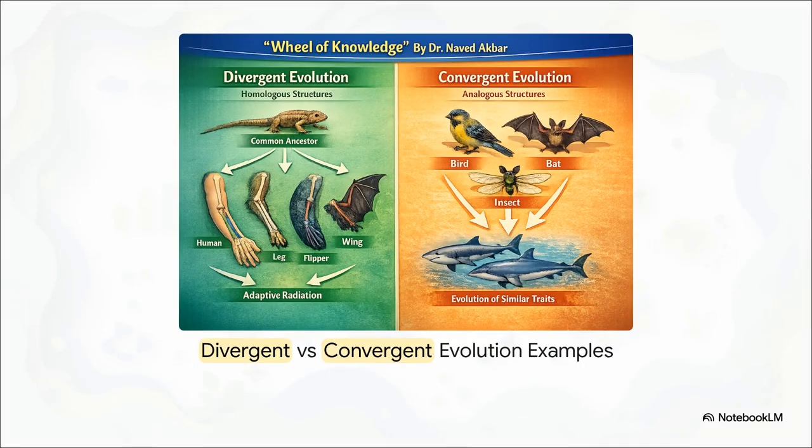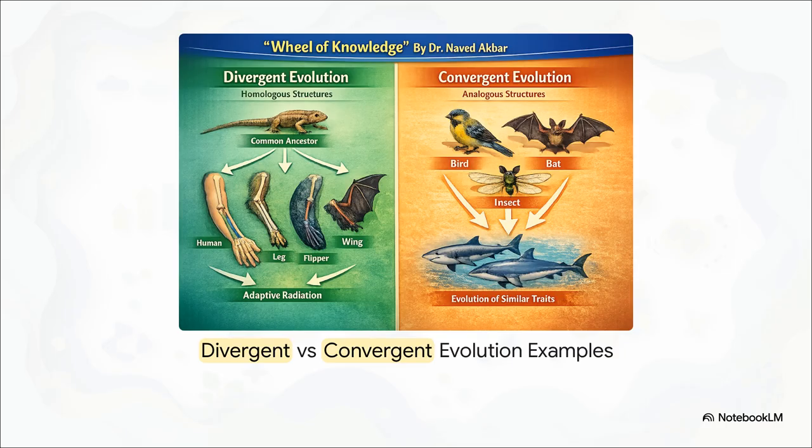Check out the divergent evolution on the left side of this diagram. The human arm, a lizard's leg, a whale's flipper, and a bat's wing. They all share the exact same underlying bone structure inherited from a common ancestor. They just diverge to grasp, walk, swim, or fly.